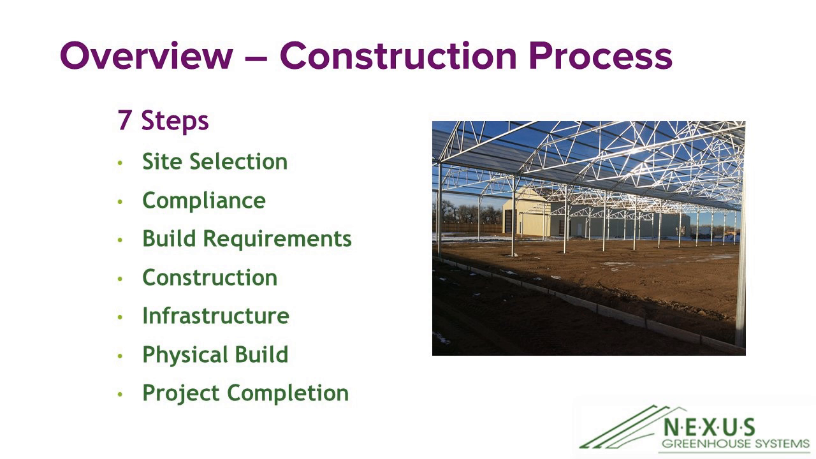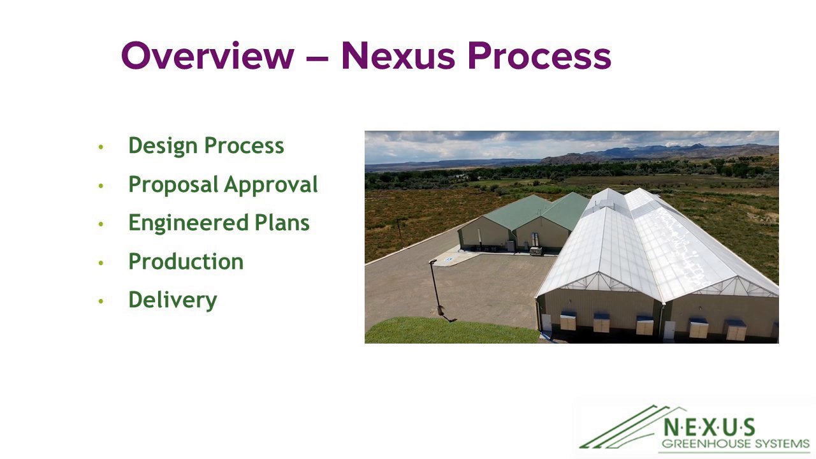So Nexus has some processes that we follow ourselves, okay? And this would be when you call in and you start to work with Nexus, this is kind of the way our system works. First, we go through a design process. After that, it goes to a proposal approval. So we will design the overall greenhouses. We will then send you a proposal, which you will look at closely and determine, is this going to work for you? After that, once it's approved, we go to the engineered plan stage.